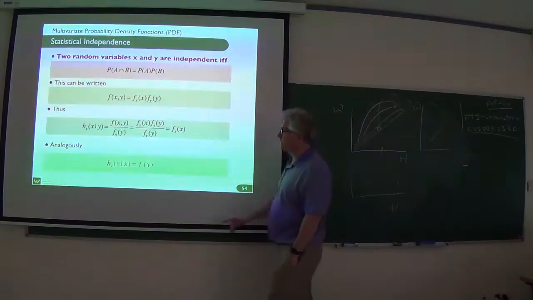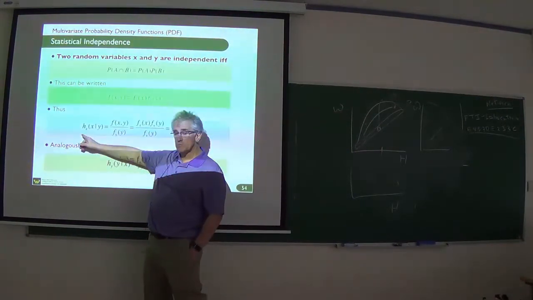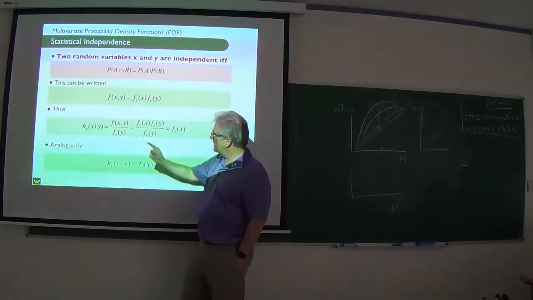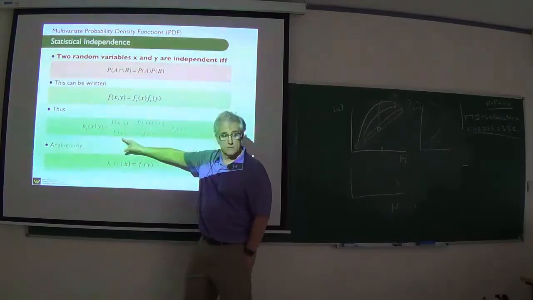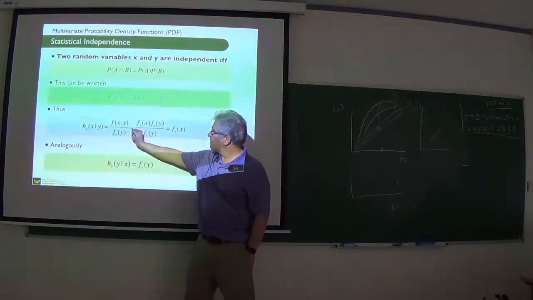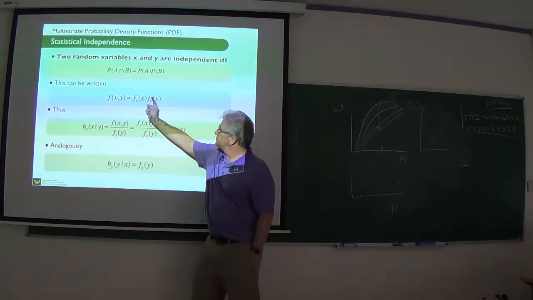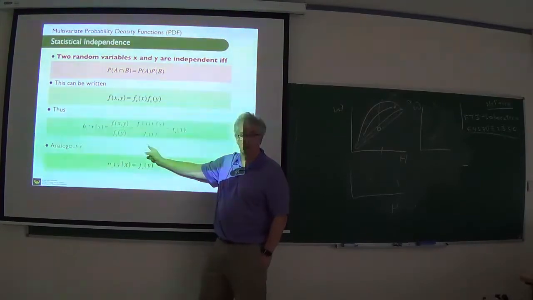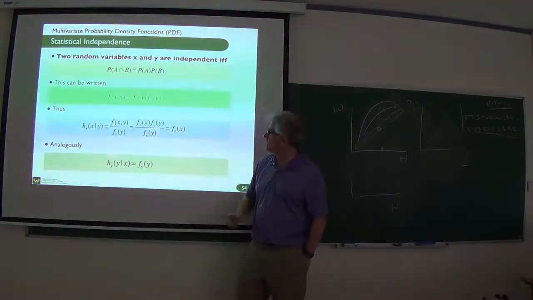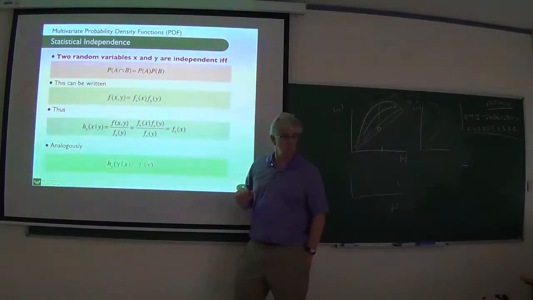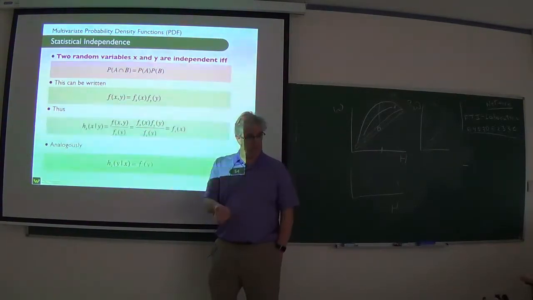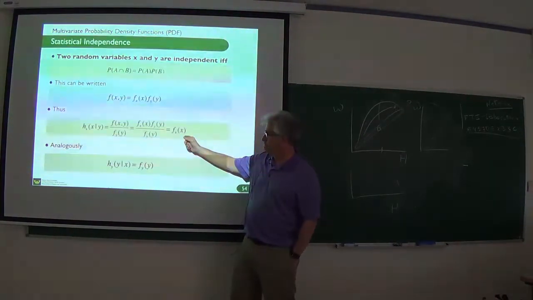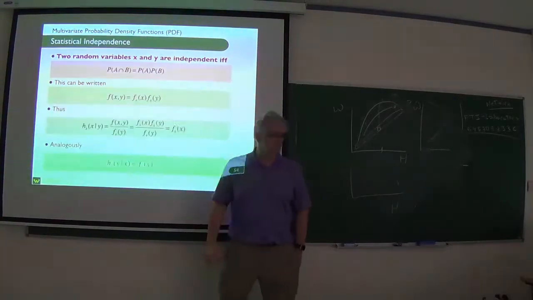Having done that, I can ask now, what is the conditional PDF of x given y? That is defined as the joint divided by the marginal. The joint now being the product of the two marginals, I have f sub x times f sub y divided by f sub y. Obviously, f sub y simplifies, and I end up with f sub x. So what this says is that when I have statistical independence, the conditional is equal to the marginal, and vice versa for y.